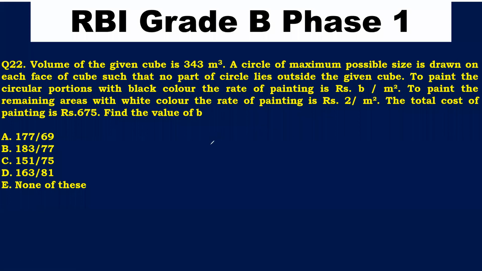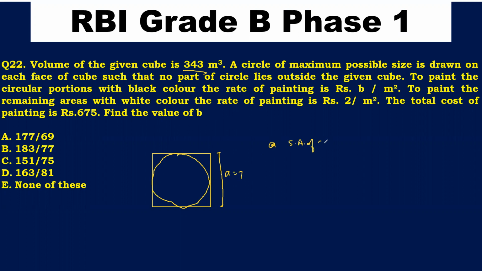The volume of the given cube is 343 meter cube. A circle of maximum possible size is drawn on each face. So let's consider this is a face, say this is a face of a cube. So the circle should be the one which touches all the sides like this. If the cube's volume is 343, that means every edge is going to be 7, because 7 cubed is 343. So the surface area of the cube is equal to 6 times 7 square, that is 49 into 6.